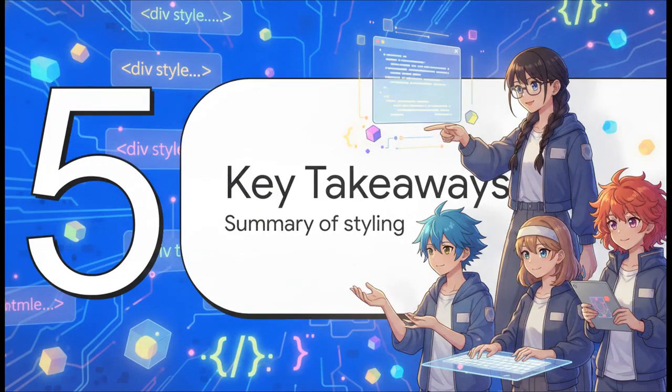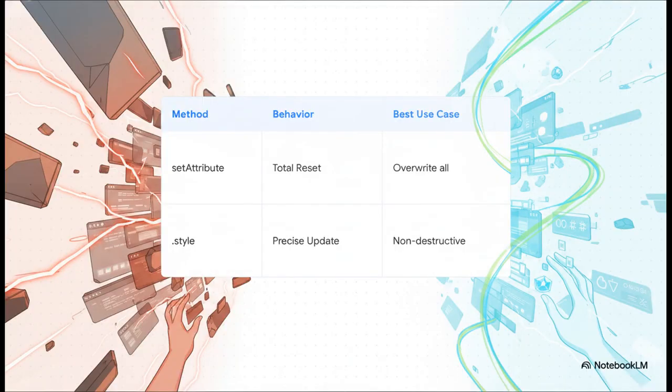All right, let's wrap this up. Section 5, summary and key takeaways. We've covered a lot of ground today, so let's lock in a solid mental model you can take into your own projects. Looking at these methods side by side, it's pretty clear. That clunky setAttribute method, it forces a total reset. It's really only good if you actively want to wipe out and overwrite all the existing inline styles at once.